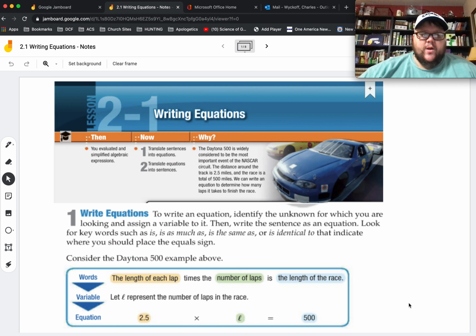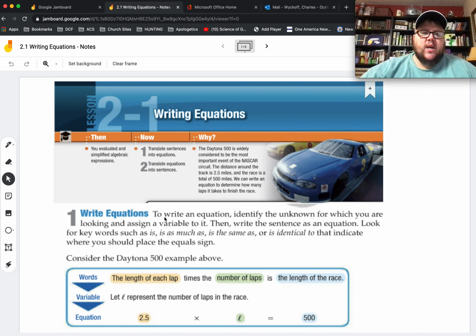Today we are... last marking period we did writing verbal expressions. Now we're going to go into writing equations. So we're going to go back and forth between words, where they're going to say it in word form and we're going to write it out in algebraic form. And then we're also going to be given algebraic form, and we're going to have to put it into words. So we're going to go ahead and get right to it.